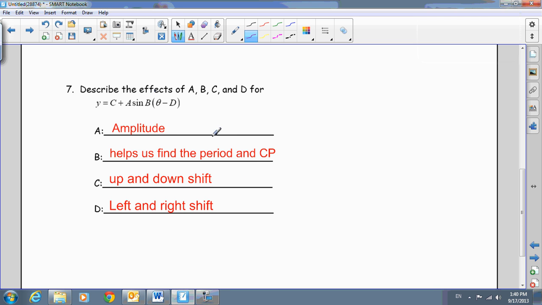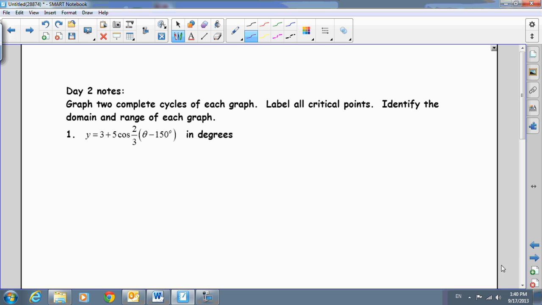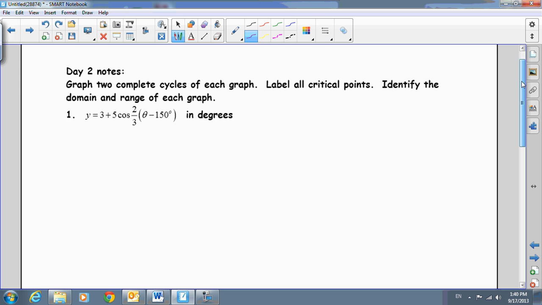And if you remember, the period is usually 2 pi over b if it's in radian, or 360 over b if it's in degrees. And the critical point is usually 360 over 4b, or 2 pi over 4b, in degrees and radian. Your up and down move is determined by the value that is usually isolated from the trig function. This C represents your up and down shift, and your left and right will always be inside the parentheses. Using this knowledge, let's go ahead and start our day 2 notes.